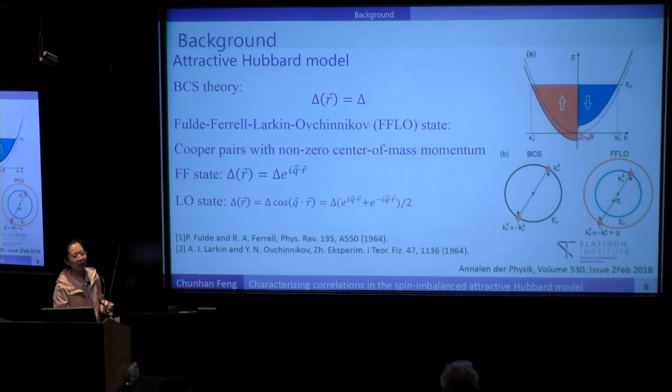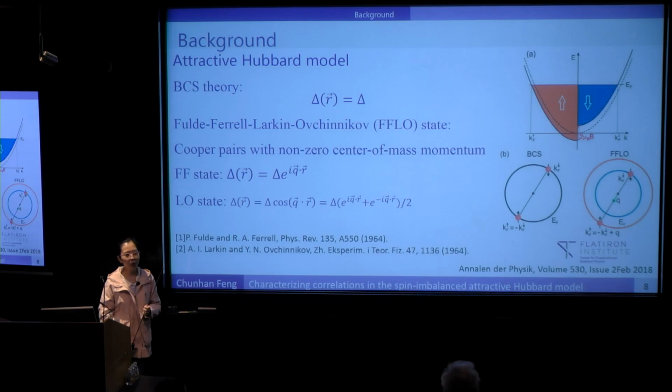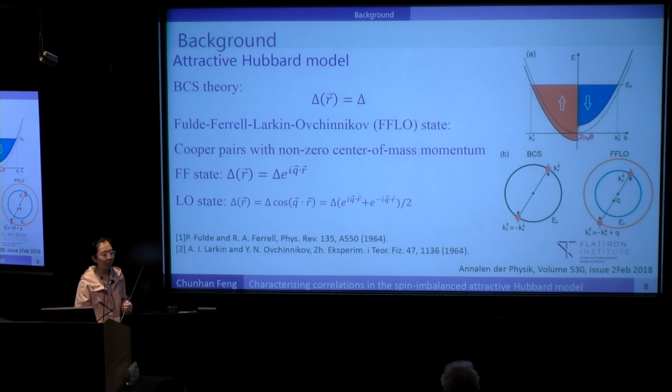Okay, so up to now, we have seen there is a lot of interesting physics in the repulsive Hubbard model, and we know there is a mapping between the repulsive one and the attractive one. And also, in the attractive Hubbard model, we can use it to study superconductivity.